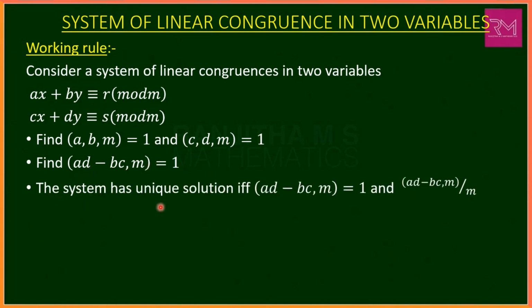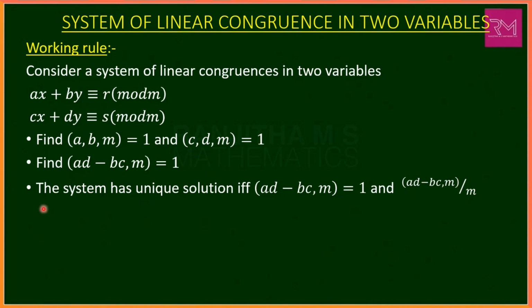Finally, the system has a unique solution if and only if the GCD of ad minus bc, m is equal to 1 and this GCD also divides the value m. Obviously, this value divides m, because if the system of linear congruences has a unique solution, we obtain the condition that the GCD of ad minus bc, m is equal to 1. Obviously, 1 divides any value of m. So, if the GCD of ad minus bc, m is relatively prime, then we can say that the system has a unique solution and the procedure is the same as before.